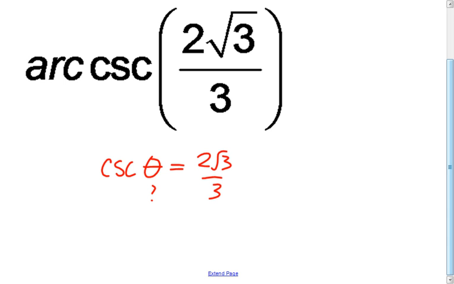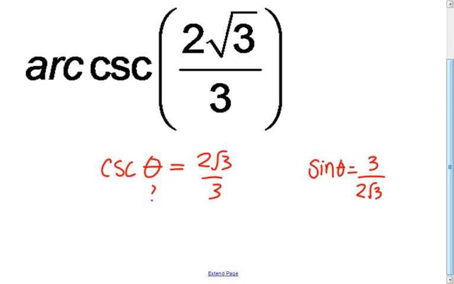Cosecant, remember, is the reciprocal to your sine value. And remember that sines are y's, so it's basically where is the reciprocal to your y value going to give you 2 root 3 over 3? Where is that going to happen? And I'm going to teach you a little trick here. Figuring out where cosecant is 2 root 3 over 3, by the way, is the same thing as figuring out where sine is 3 over 2 root 3. Sine and cosecant are reciprocals to each other, so we could do that.